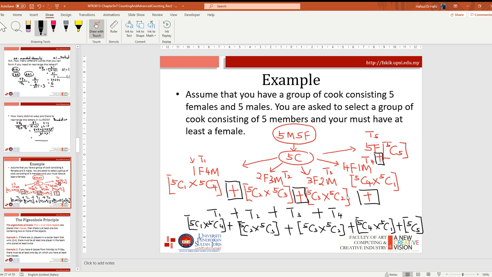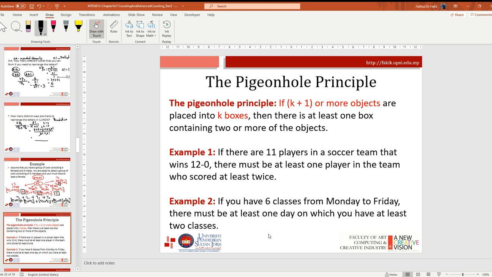Then for this one, assume that you have a cooking group consisting of male and female, and you are asked to select a group of cooks consisting of 5 members. So we have 1 female and 4 male, 2 female and 3 male, 3 female and 2 male, 4 female and 1 male, and then 5 female. These are the possibilities. We have 5 choices, so we have cases 1, 2, 3, and 4, with 5 combination 1, 5 combination 4, plus, and so on.